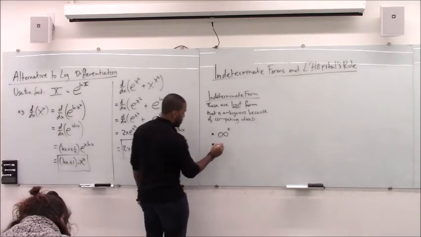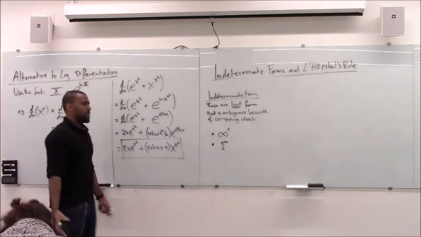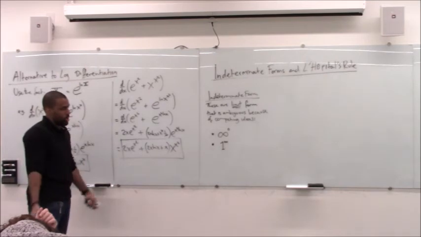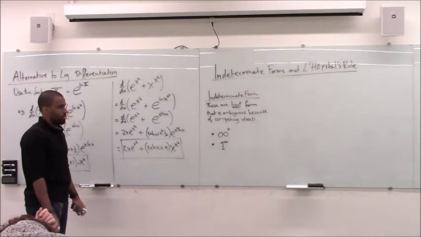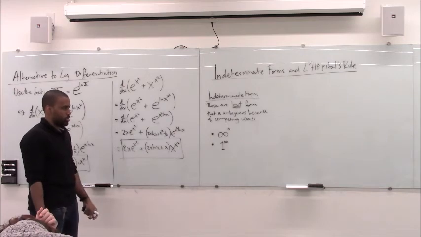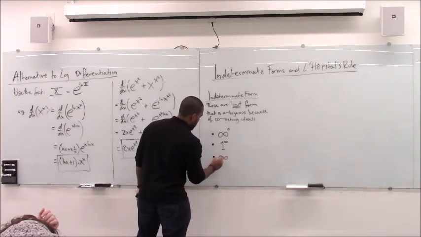Another indeterminate form is 1 to the infinity. Again, because you raise something to an infinite power, you expect it to grow huge, but if you have something with a base 1, you expect it to be 1. So how are these guys actually going to be reconciled? That's kind of weird.